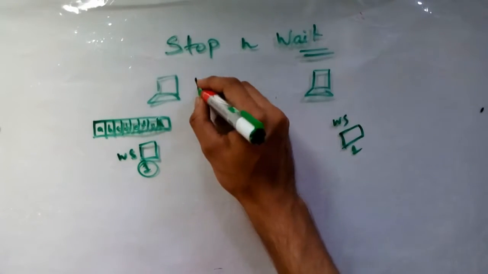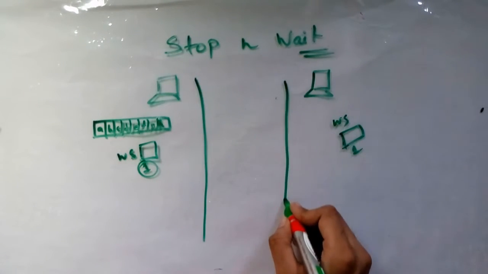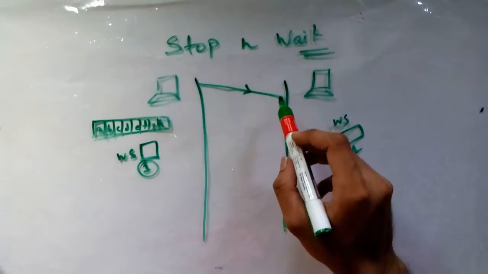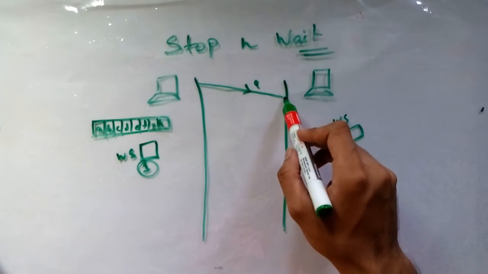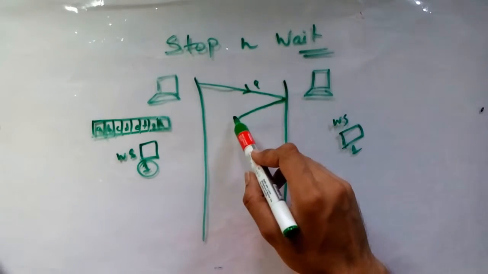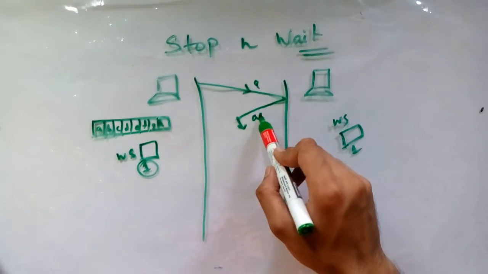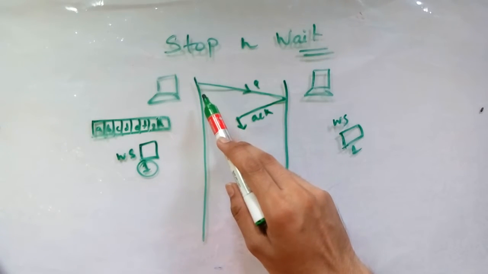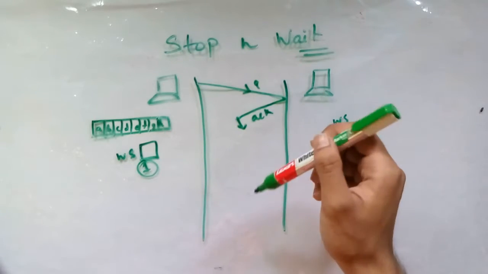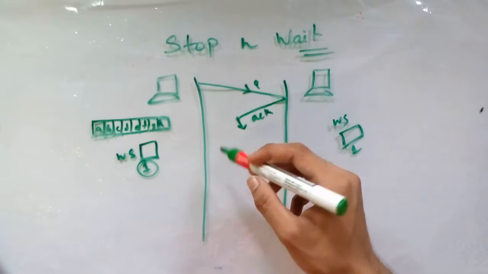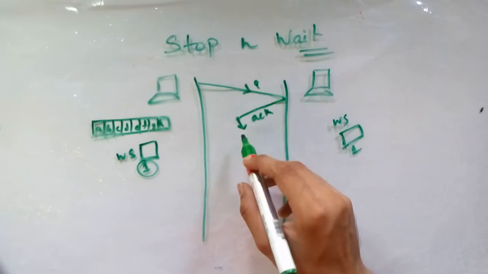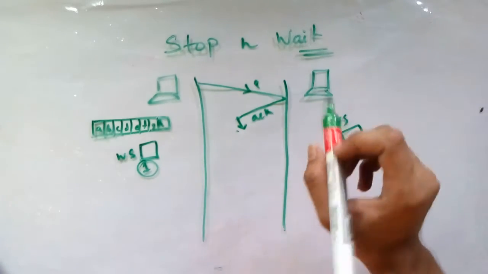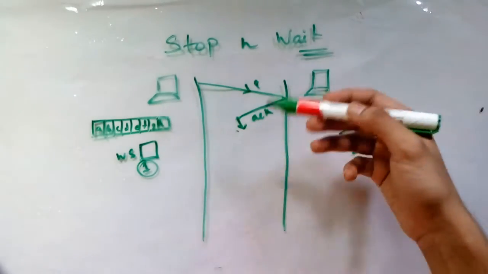Okay, so suppose again this is a timeline. Sender sends the packet A, right? Now if the acknowledgement being sent by the receiver is lost in transit, since the sender is stopping and waiting, it is waiting for the acknowledgement, and until the acknowledgement is received, it won't send the next packet. And see, the acknowledgement has been lost. Now the receiver also doesn't know that its acknowledgement is lost. Now what will happen? It may fall into a deadlock.